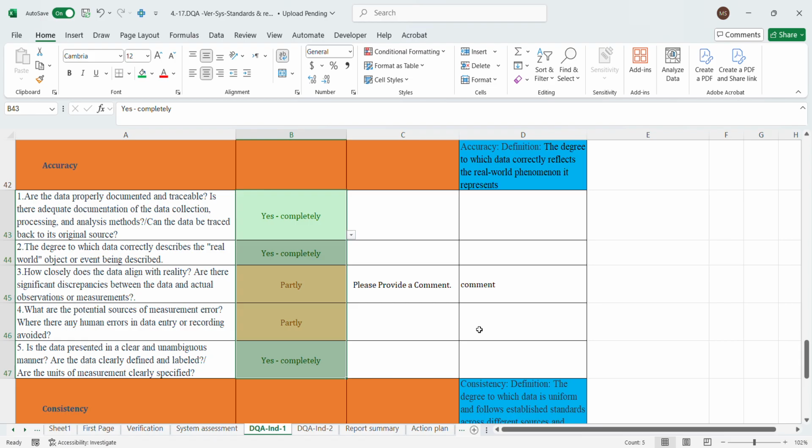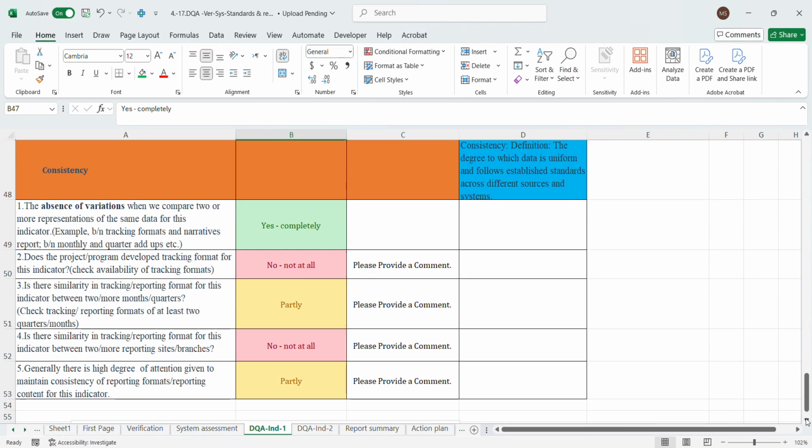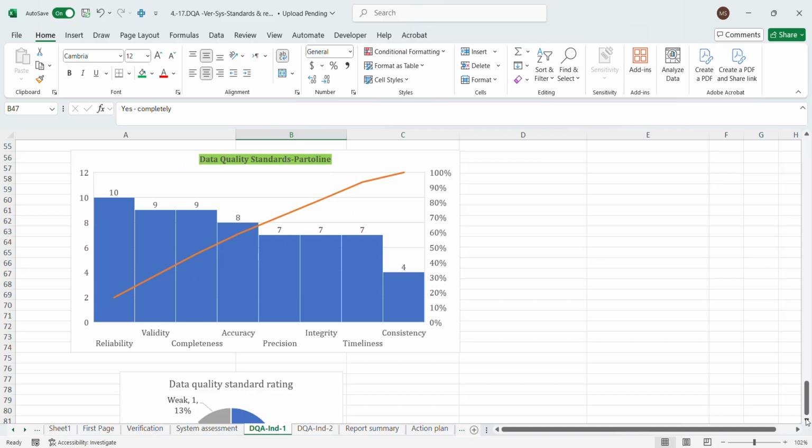Based on the evidence we have rated like this, for example, and let's look at the performance of accuracy in our famous Pareto chart for data quality standards. Here is accuracy rated.